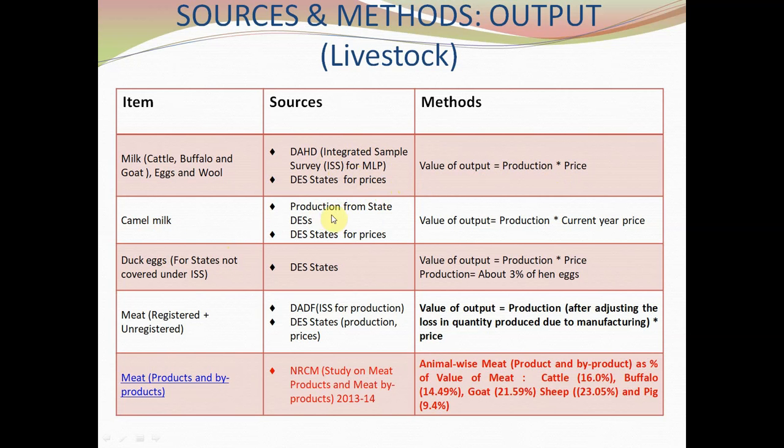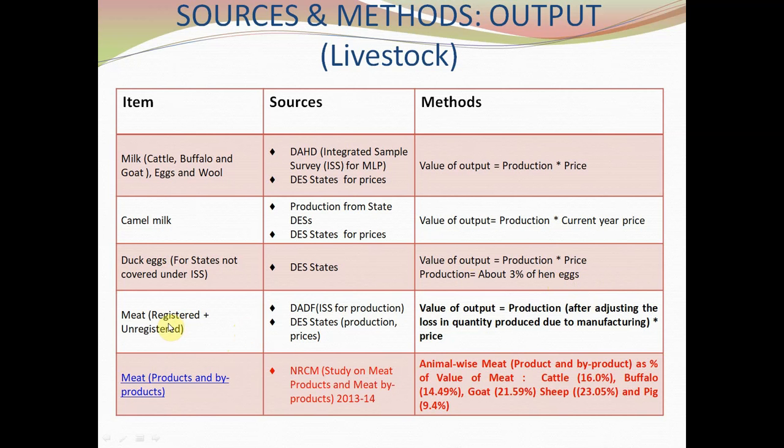For camel milk, production data is obtained from state DES, and prices are also available from state DES. Value of output is taken as production into current year price. For duck eggs, DAHD states are providing data, which are not covered under the ISS integrated sample survey, and value of output is taken as production into price, where production of duck eggs is about 3% of hen eggs.